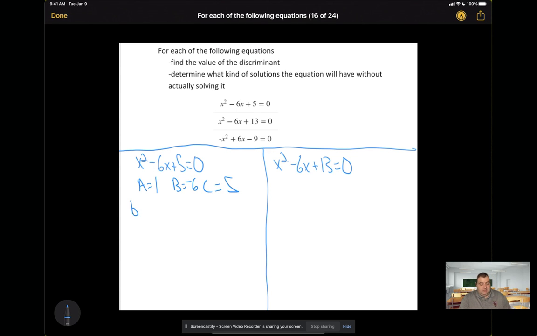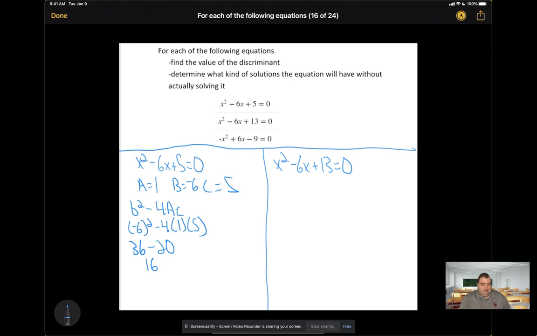So the discriminant, remember, is going to be b squared minus 4 times a times c. So negative 6 squared, that's negative 6 times negative 6, which is 36. And then negative 4 times 1 times 5 is going to be negative 20. So 36 minus 20 is 16.